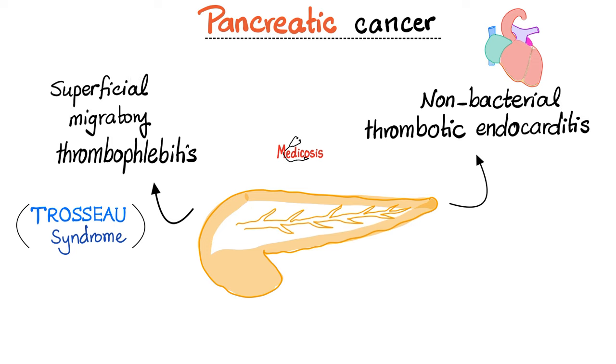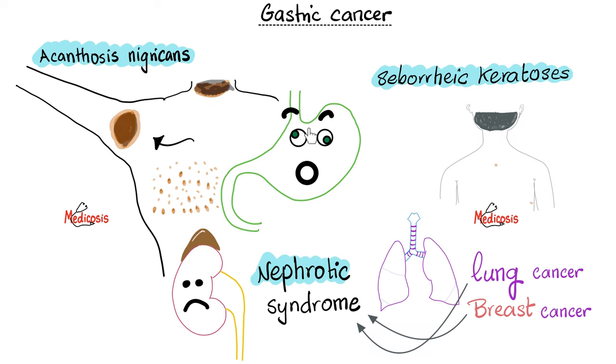Also, paraneoplastic syndrome in pancreatic cancer can happen in the form of non-bacterial thrombotic endocarditis. If you want to learn more about endocarditis, I have a separate video on this topic in my cardiology playlist. What if I have stomach cancer?